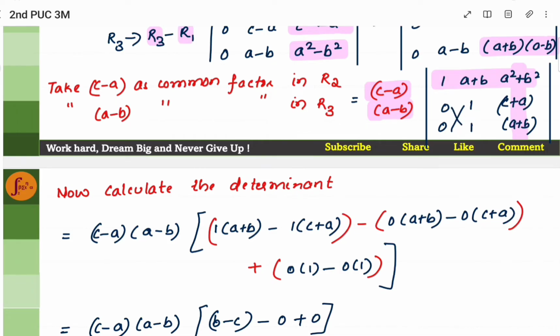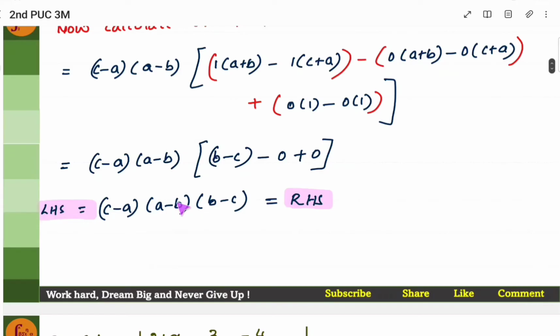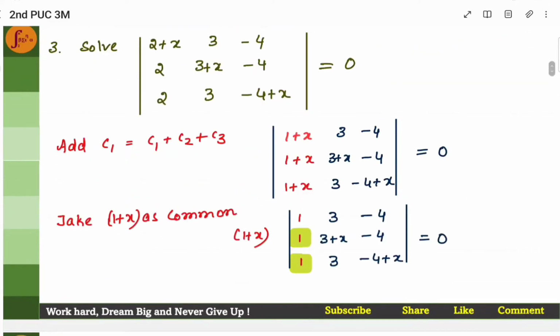So this way you find the determinant, and then you will see that whatever expression you've got is same as RHS. Now next problem, right? Now this is solve. Solve means what? You have to find the value of x. Anytime in any question you see solve, it means that you have to find the value of the variables like x and y. Here you have x, so you have to find the value of x.